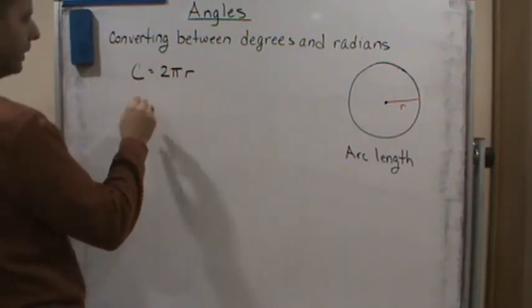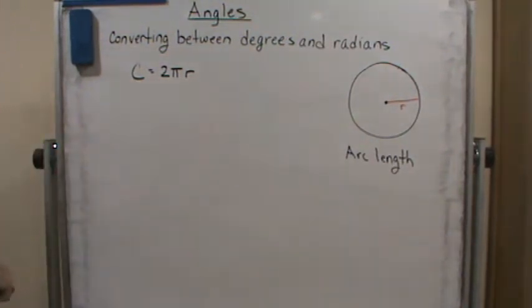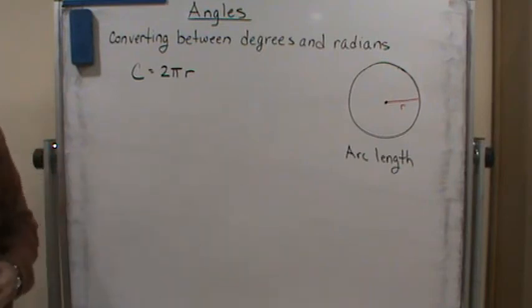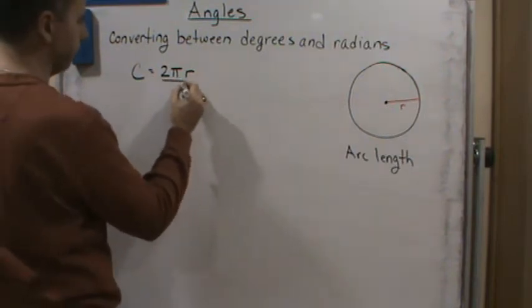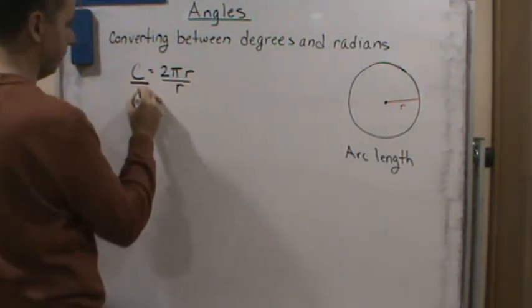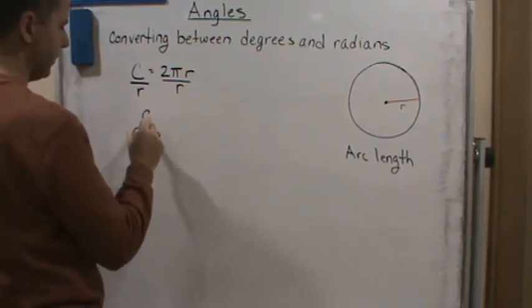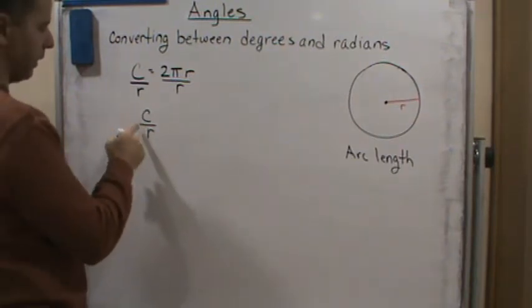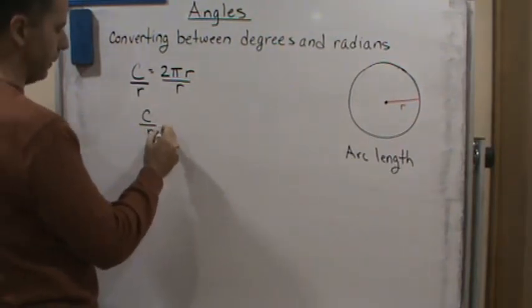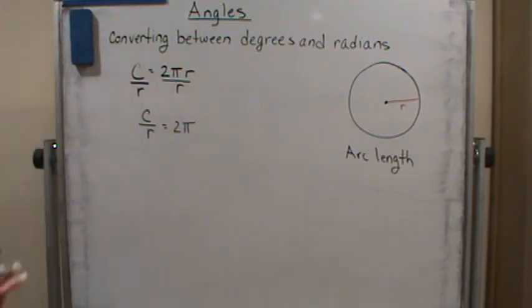Now, to talk about radians, let's first talk about this formula for circumference. We know circumference is equal to 2 pi r. Now, if we divide both sides by r, we get this ratio. The ratio says that if we take the ratio of the circumference to the radius, we get 2 pi, which is a constant.